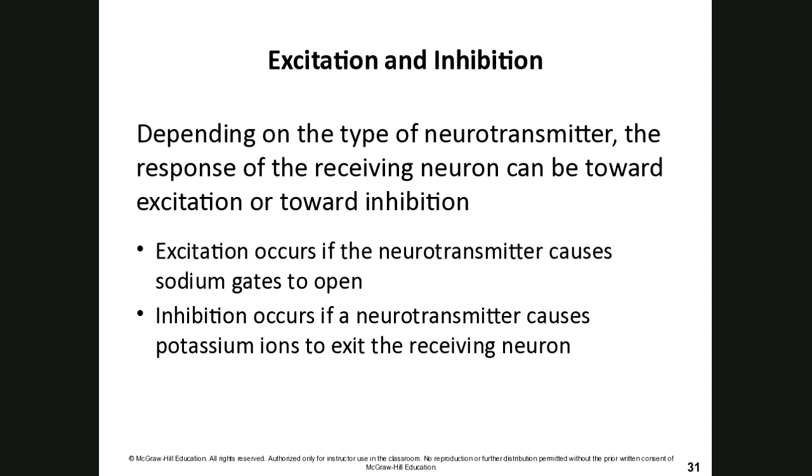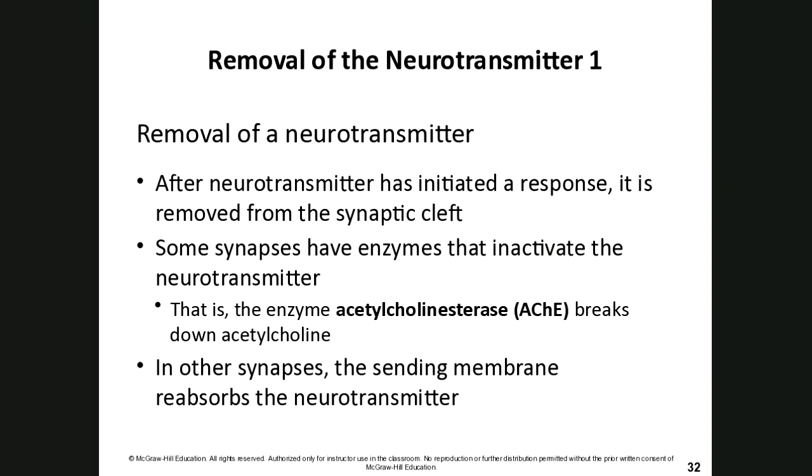So whether it's excitation or inhibition that takes place, that's completely determined by the type of neurotransmitter. The response of the receiving neuron can be toward excitation or toward inhibition, depending on what signal they received. So once that neurotransmitter, whether it's an inhibitor or an exciter, once that message has been received, we need to get rid of that neurotransmitter.